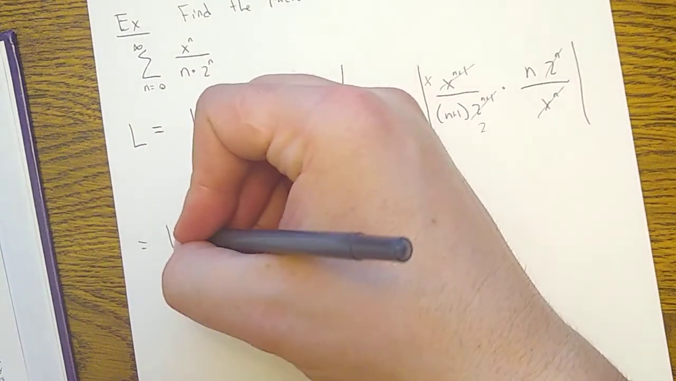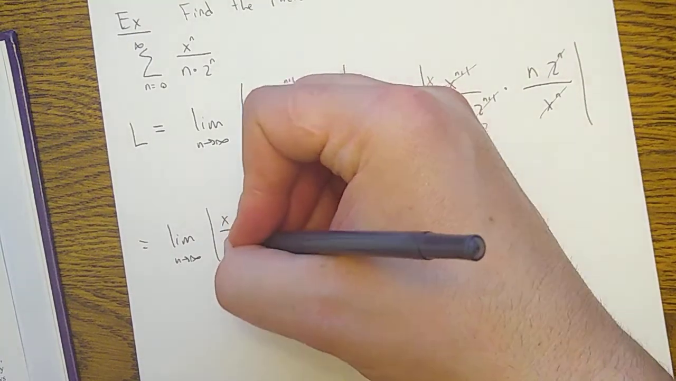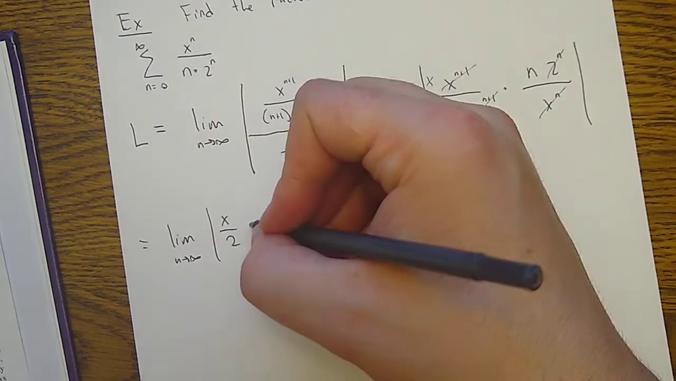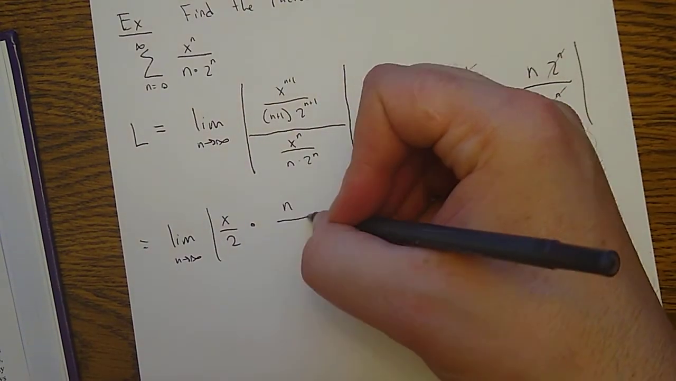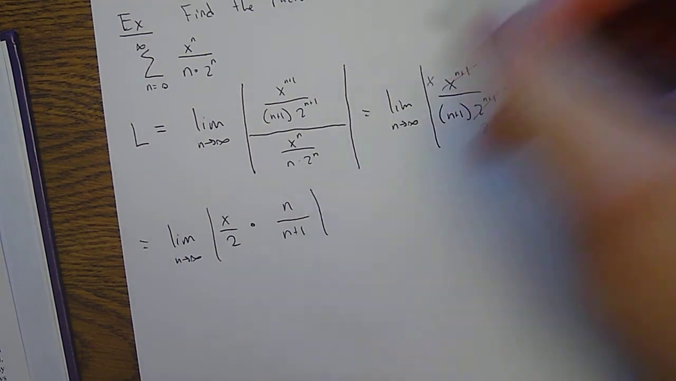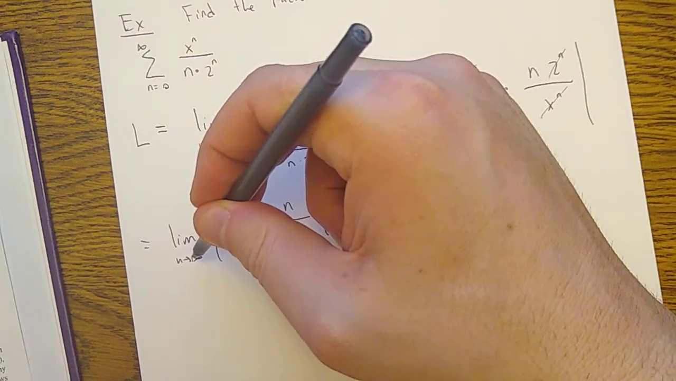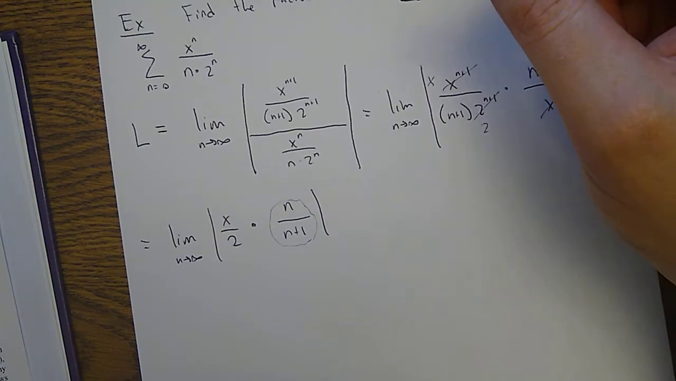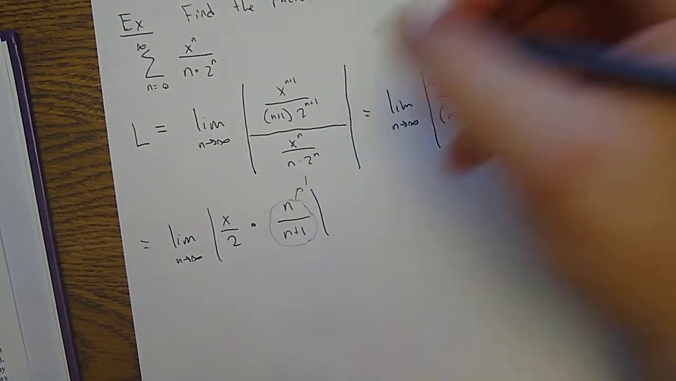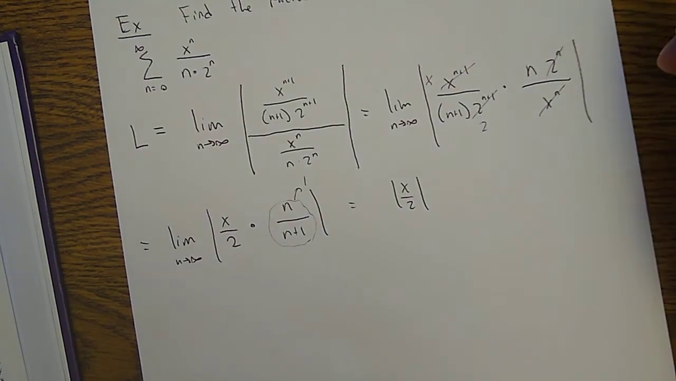So where am I now? I've got an x on the top and a 2 on the bottom, and then there were some things that didn't cancel yet, like this n and this n plus 1. So this is what I've got. As n goes to infinity, though, this limit is just 1, right? So I've got x over 2.